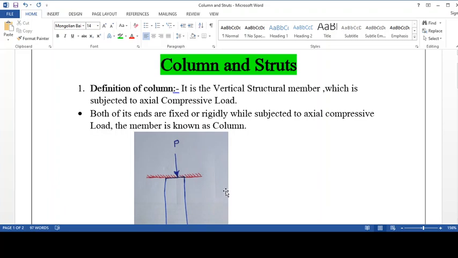Hi friends, today our topic is columns and strut.